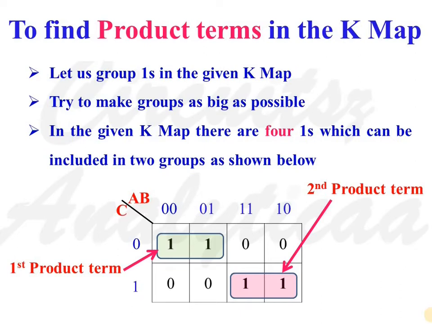So next possibility is grouping of 4 cells in the K-map. So here the 4 ones are scattered across the K-map. So we cannot make a single group of 4 ones. So let us make 2 groups of 2 ones. This is the first group which defines the first product term, and this is the second group which defines the second product term.